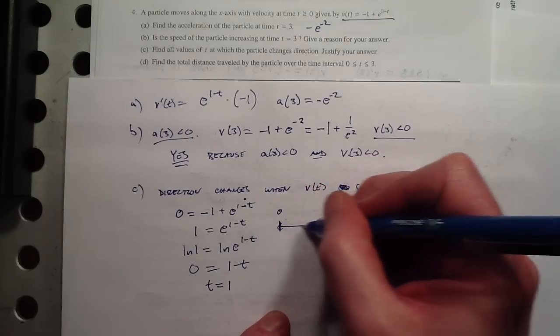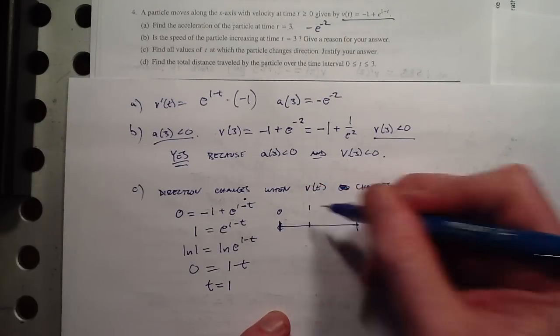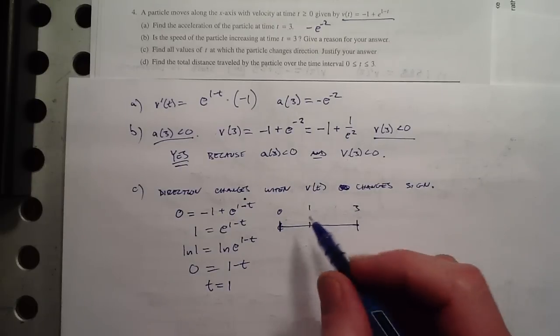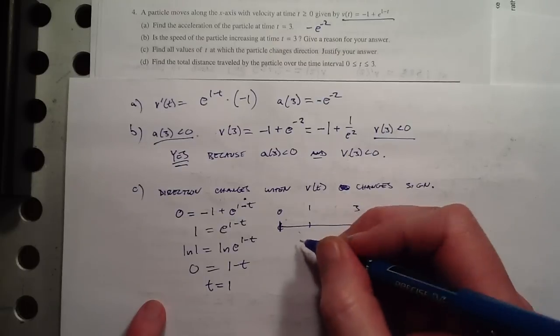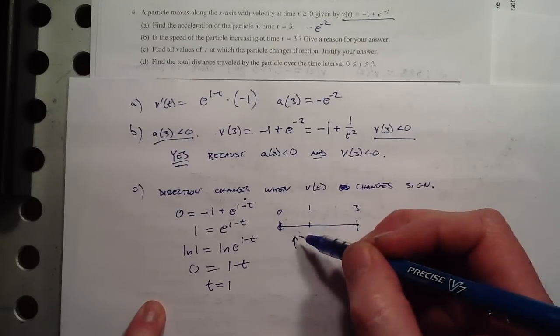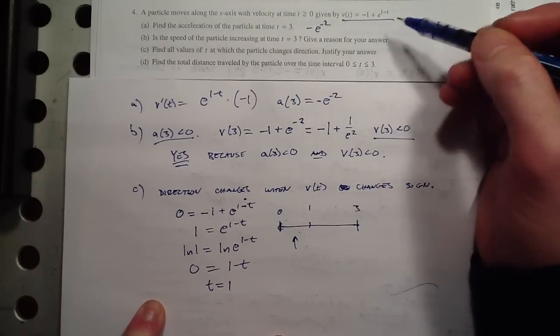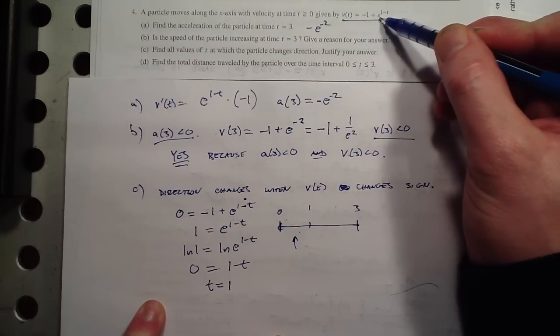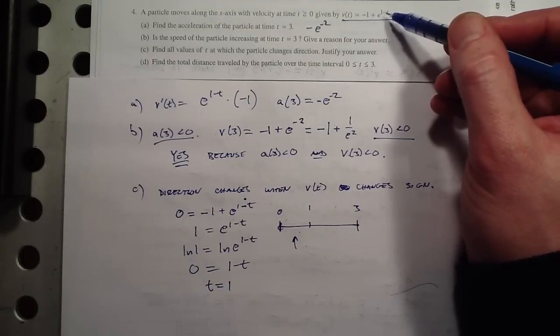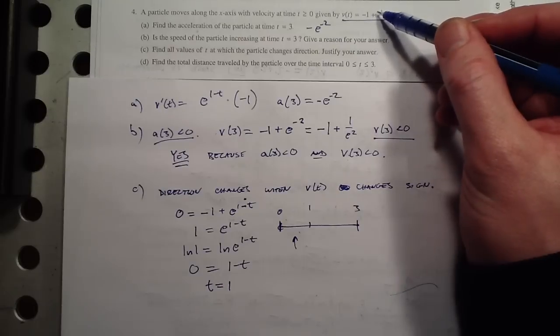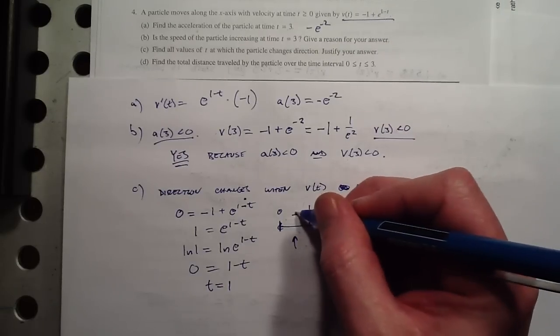So here's 0, here's 3, here's 1. We do have to test a couple values in here. Let's test a value in the velocity function. In here, the velocity would be, let's plug in like 1/2. Negative 1 plus e to the 1 minus 1/2. That would be e to the 1/2, so the square root of e. Now e is like 3-ish, so the square root of 3 is somewhere in between 1 and 2, right? So negative 1 plus a number that's between 1 and 2 is positive.